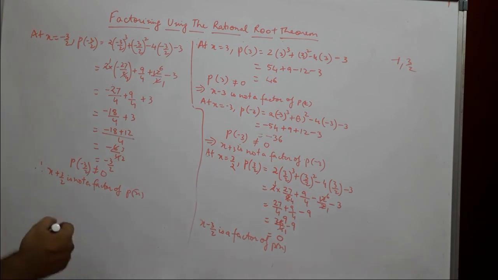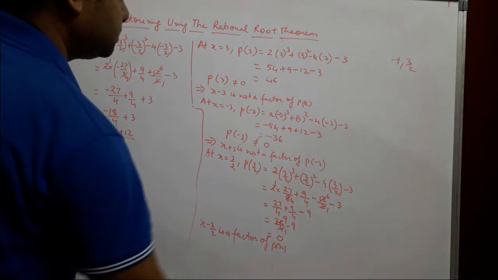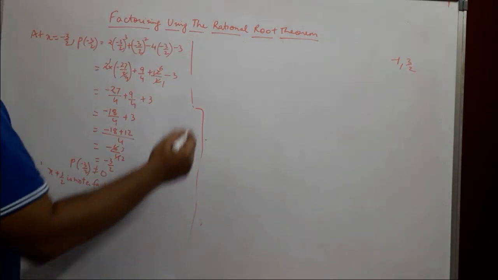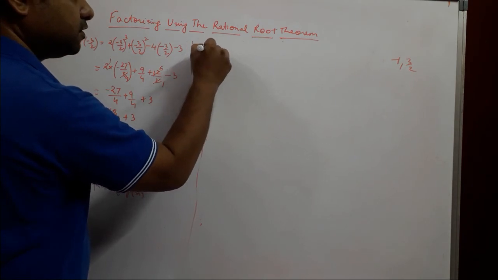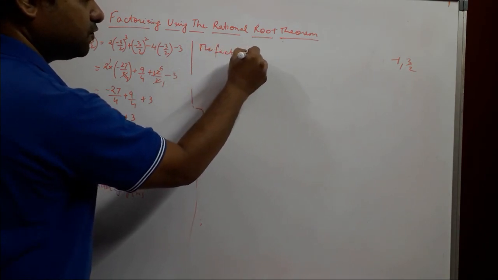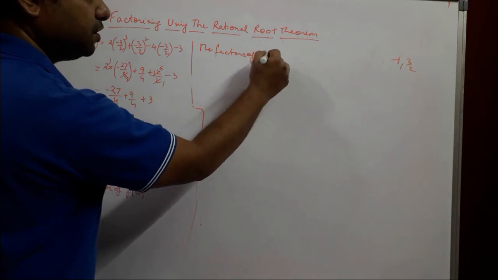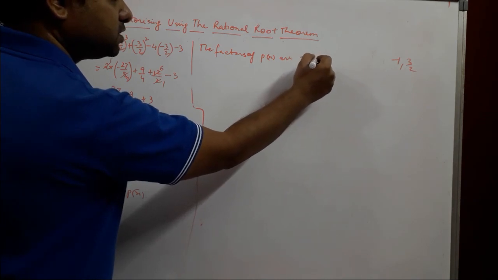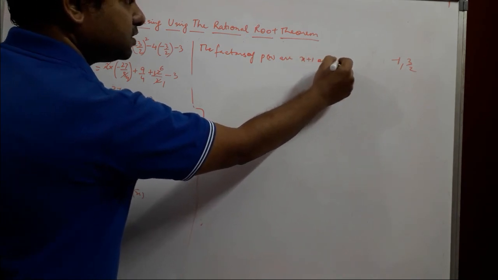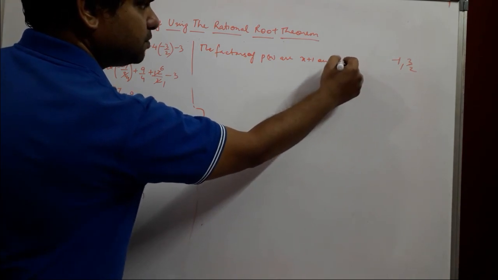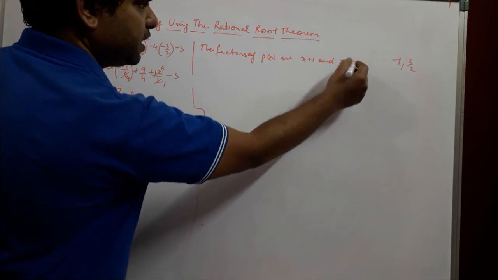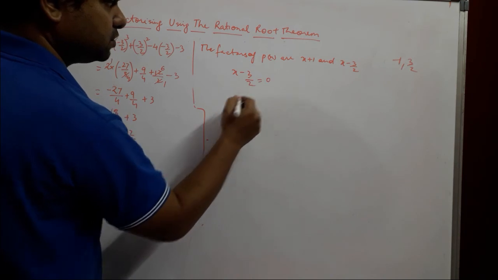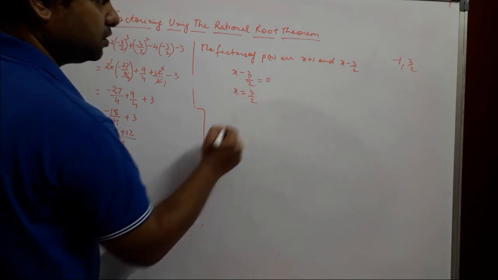So from this we can conclude finally that the factors of P of x, or the polynomial, are x plus 1 and the other one would be x minus 3 upon 2. Now x minus 3 upon 2, if you take it equal to 0, will become x equal to 3 upon 2. This is what we got.